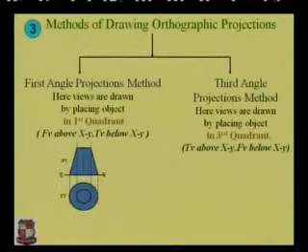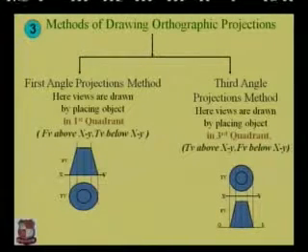The front view always comes above the XY line, and the top view always comes below the XY line. So when we see the top view, it is below the XY line, and when we see the front view on the vertical plane, it is always above the XY line.